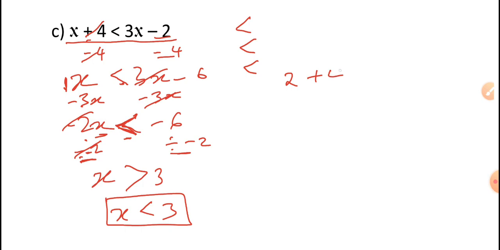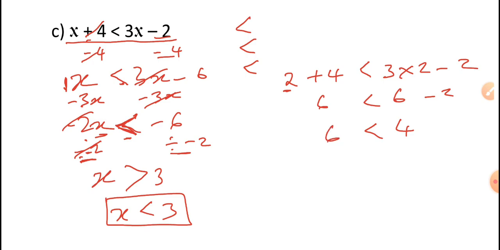So 2 add 4 has to be less than, so remember instead of x I'm using 2, and instead of 3 times x on the right hand side I'm going to say 3 times 2 minus 2. Now using our maths, 3 times 2 is 6, take away 2, and on the left hand side 2 add 4 is 6. So now as you can see on the right hand side 6 take away 2 is 4, and on the left hand I've got 6. There you go, there's a mistake. 6 is not less than 4. 6 is greater than 4. Okay, so this was a mistake. x should be greater than 3.